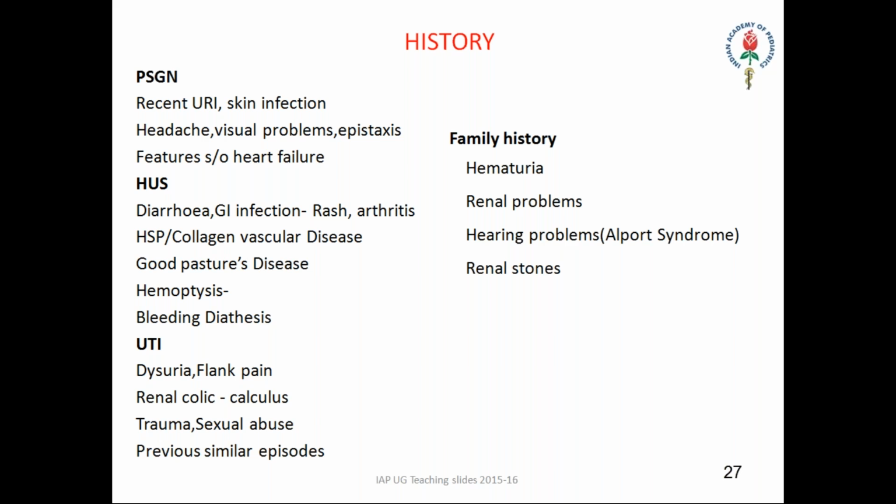If all the family members are having hematuria, you rule out benign familial hematuria, renal problems like single kidney, multicystic or polycystic kidney disease, and hearing problems. Your sibling with hematuria or AGN with hearing problem, you have to rule out Alport syndrome and renal stones.